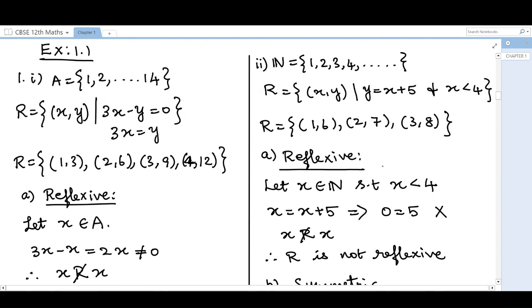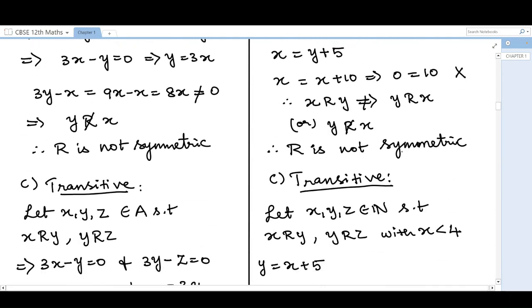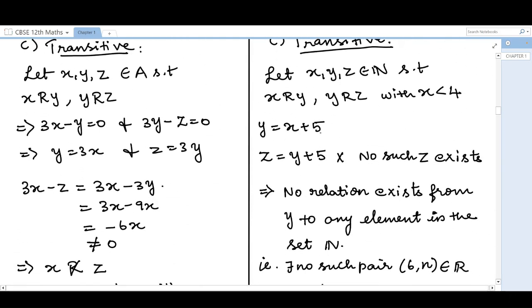So in the set of ordered pairs x comma y, x should be strictly less than 4 and y should be equal to x plus 5. Then only we can consider the ordered pair x comma y in the set R. So the first component should always be strictly less than 4. But when you consider y equal to x plus 5, then we cannot consider the ordered pair y comma z, because if you write z equal to y plus 5, already y value is strictly greater than 6. So this y value can never be strictly less than 4. So such a z value does not exist.